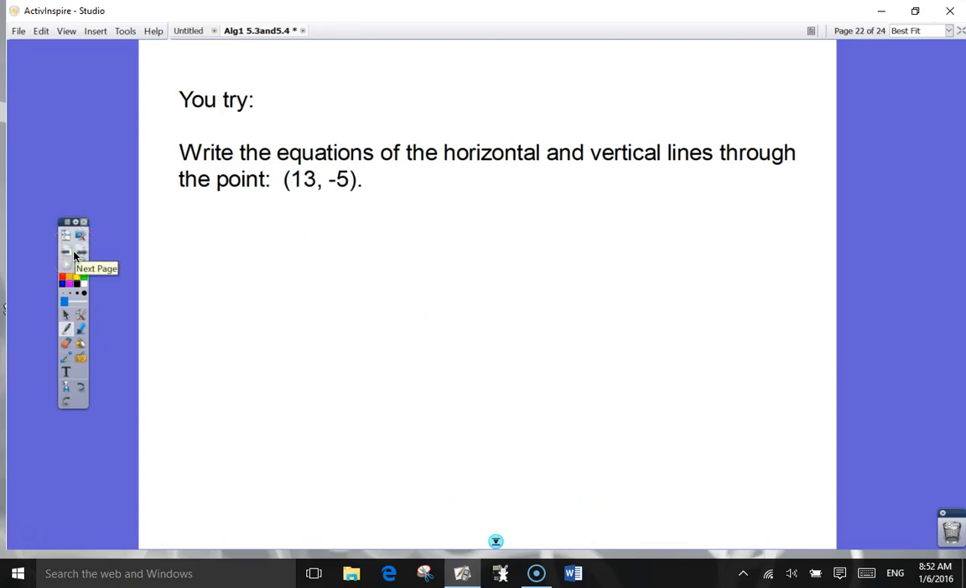Write the horizontal and vertical lines that go through that point, and label them as such. Which one is horizontal? Which one is vertical? Y equals negative 5. X equals 13. Okay, so x equals 13 is vertical. Y equals negative 5 is horizontal. Vertical: x equals 13. Horizontal: y equals negative 5.